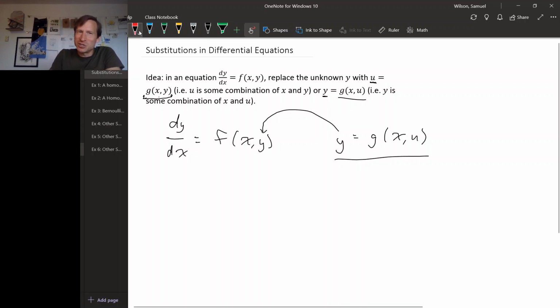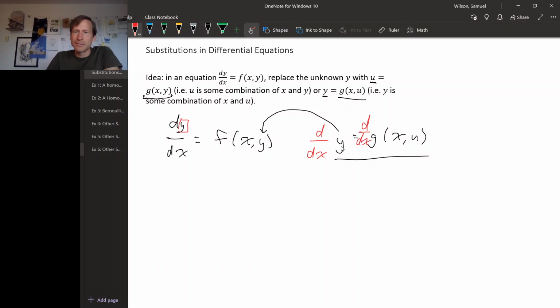But there's another place that y shows up in this differential equation. It's right here on the left. So we're going to have to figure out what dy/dx is, and what the substitution equation turns into when we take derivatives. So we're going to have to differentiate both sides here with respect to x. Now the left-hand side of our substitution equation, when we differentiate it, we just get dy/dx. So this is a good sign because it means whatever shows up on the right-hand side here, we're going to use it to replace dy/dx over there.